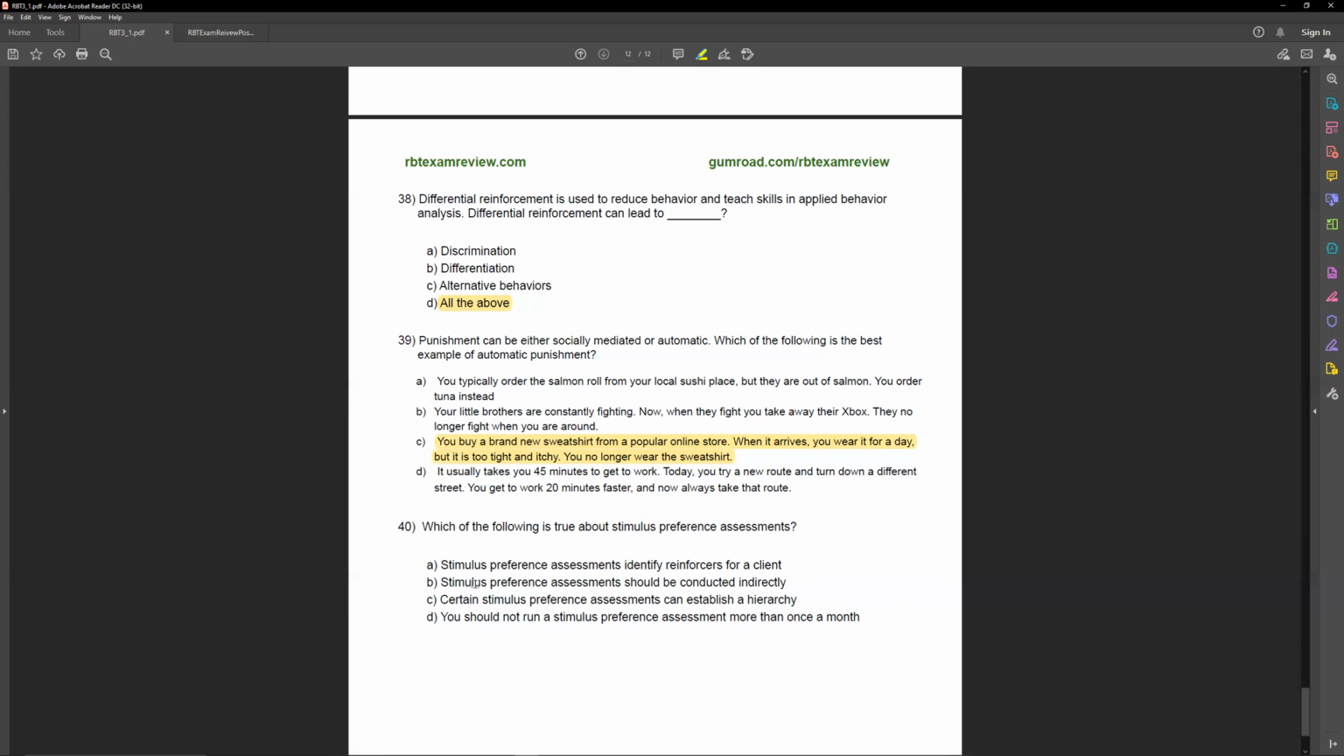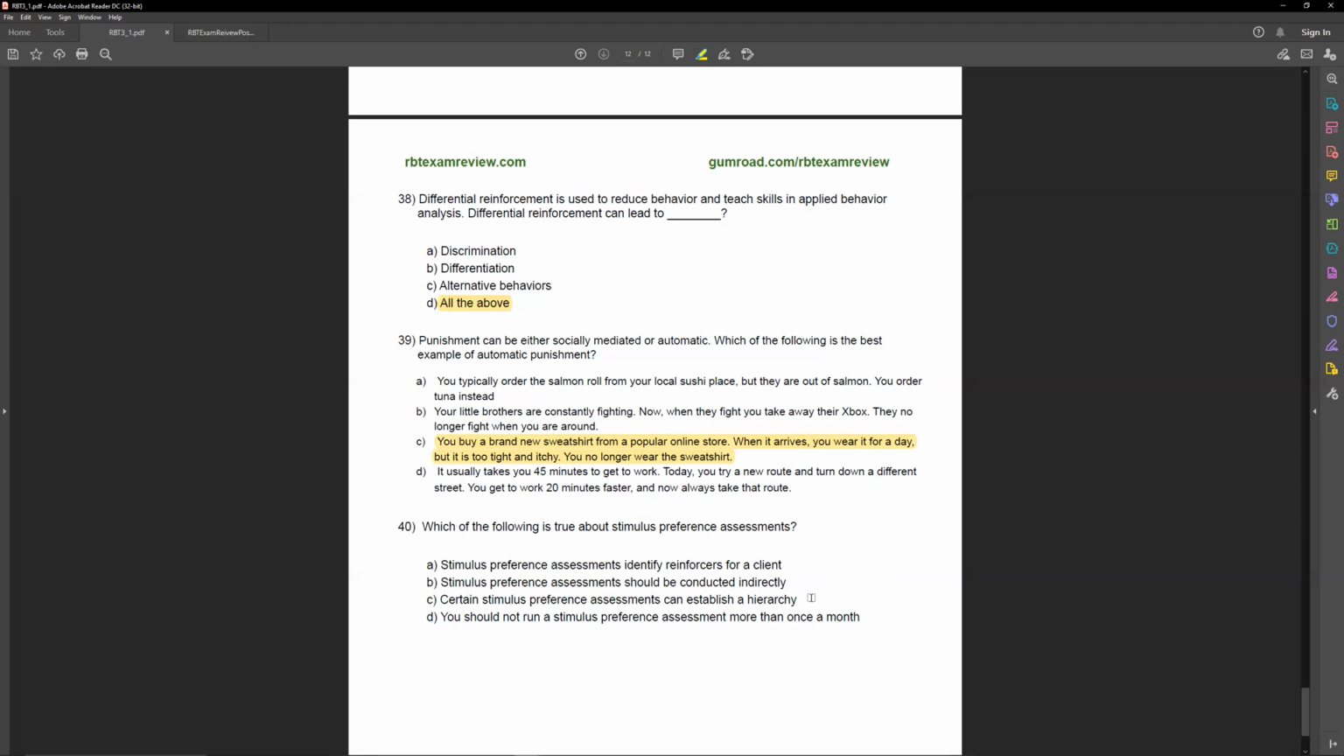B, stimulus preference assessments should be conducted indirectly. Stimulus preference assessments should be conducted directly with the client, right? You shouldn't be just looking at lists of items, okay? You want to actually do the preference assessment with the client to determine what they like, what they don't like, okay? B is out.